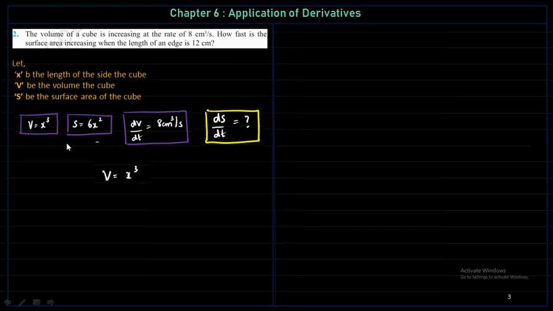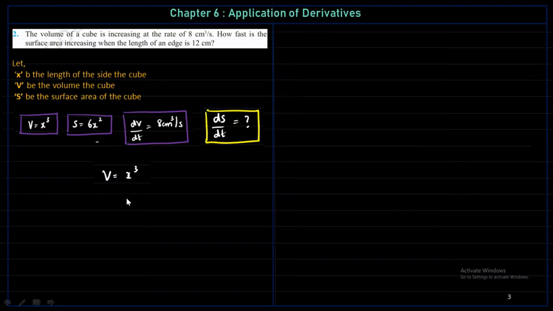Now I will start by taking the formula for volume. Volume is given by x raised to the power of 3. Now I will differentiate this with respect to t, right? But as you can see, do we have t on the right hand side? No, right? So what do we have to do? We have to use the chain rule. Okay, I hope you are getting it.